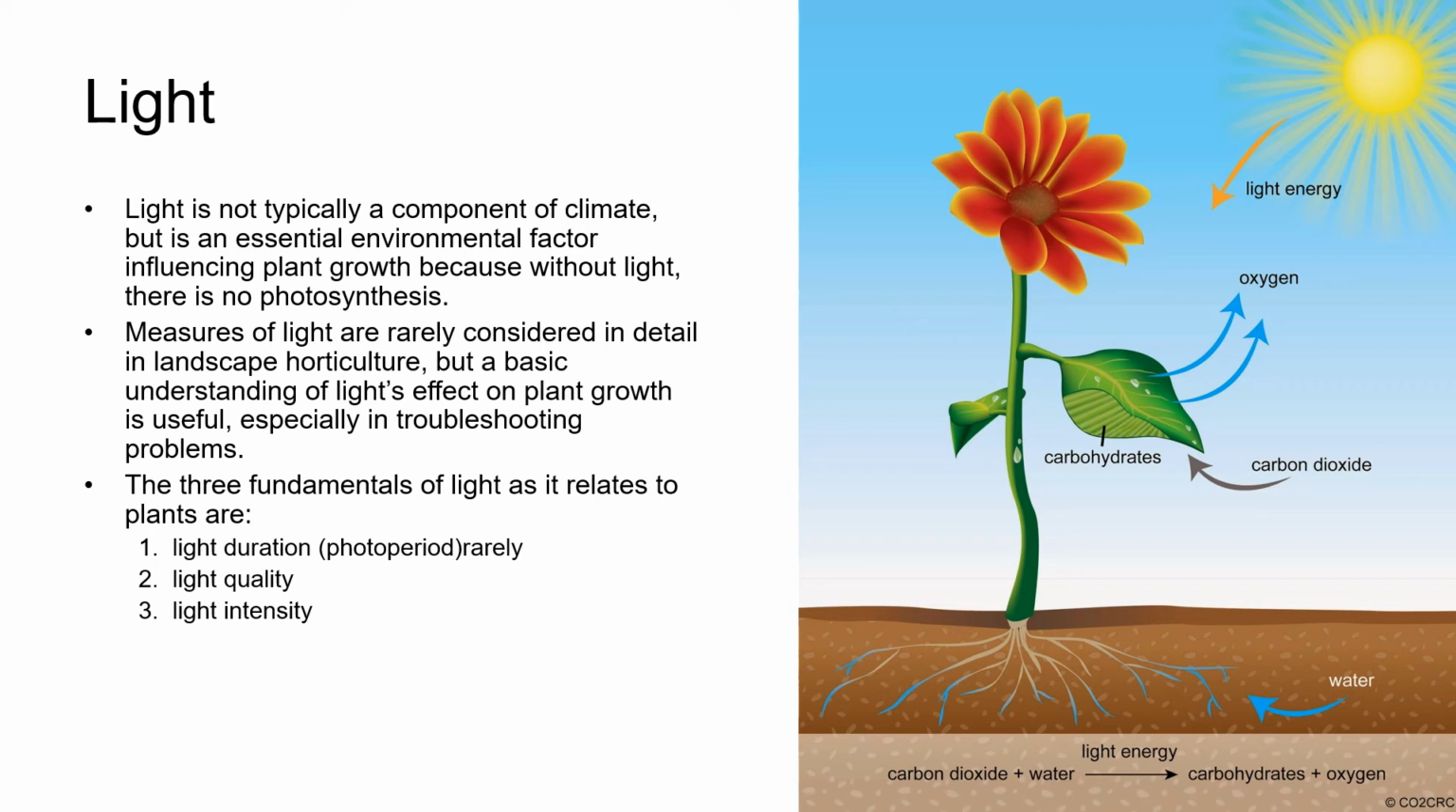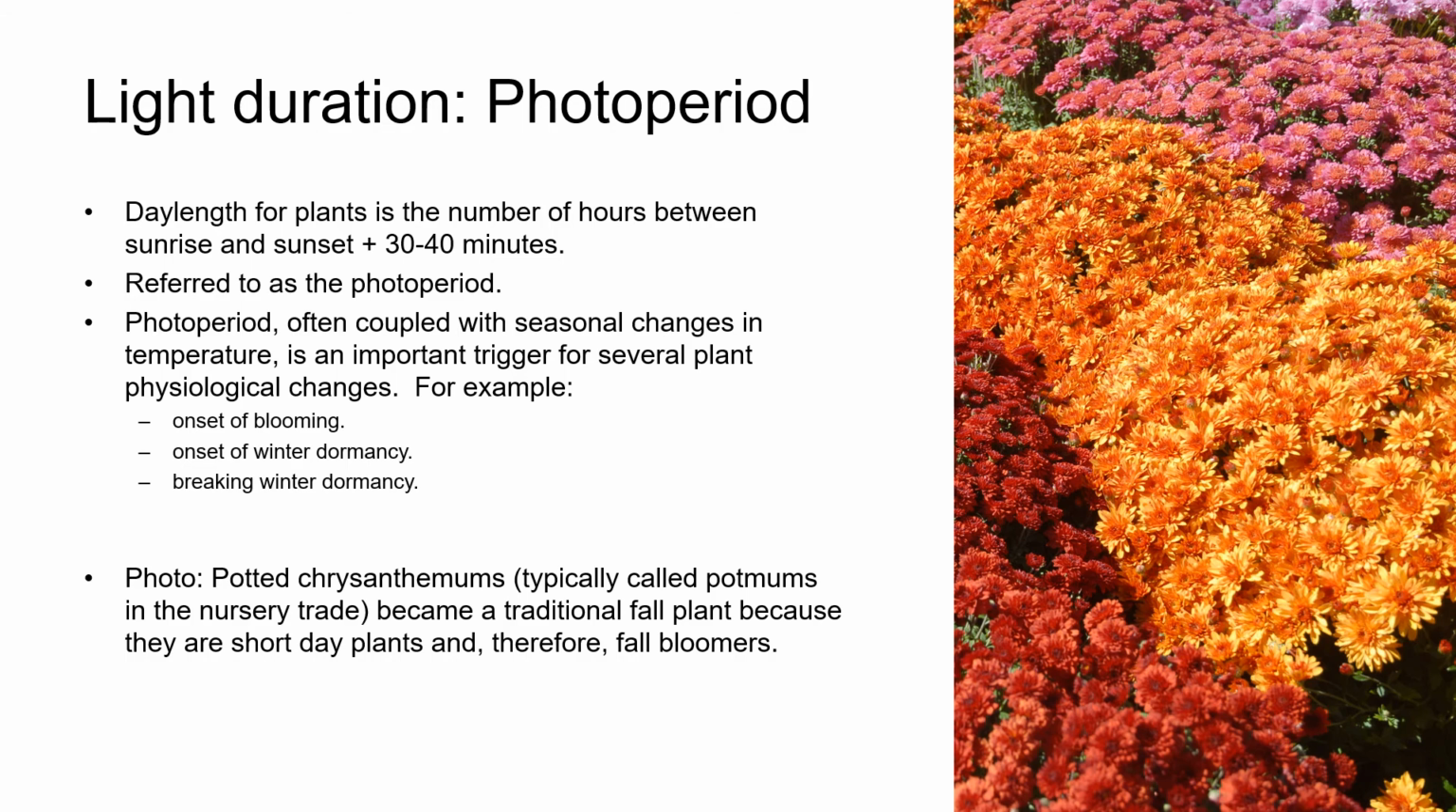For now, let's look at the three basic fundamentals of light as they relate to plants: light duration, light quality, and light quantity. Firstly, let's look at light duration. This is usually referred to as day length or the photoperiod. Day length for us humans refers to the number of hours between sunrise and sunset. And for plants, the biological day length is actually 30 to 40 minutes longer than the duration from sunrise to sunset. But basically, it's the number of continuous hours of light in each 24-hour period.